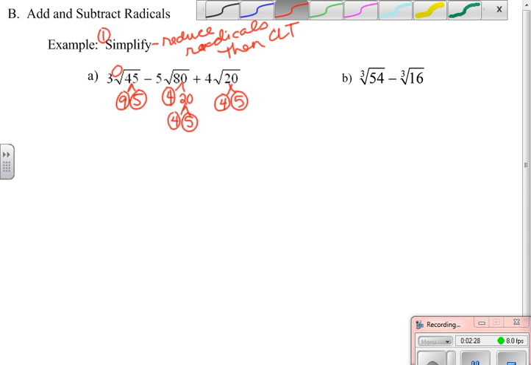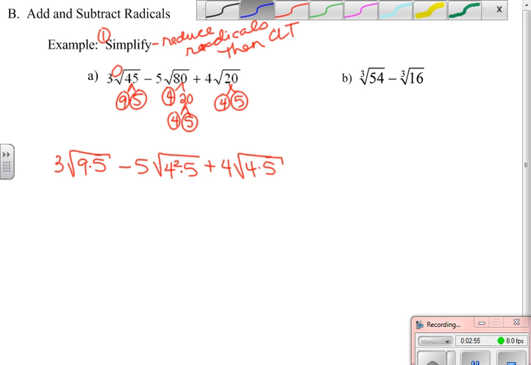So I'm going to rewrite everything first. So I have 3 times the square root of 9 times 5. I haven't changed anything. I am just writing it as the factors with perfect squares so that I can simplify. Now, if you wanted to go all the way down to 2's, you certainly can. You just make yourself a little bit more multiplication. So I'm going to simplify first.